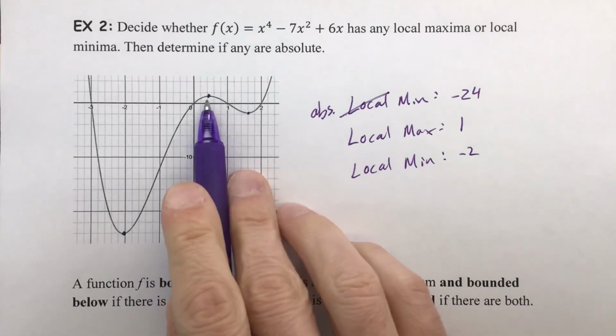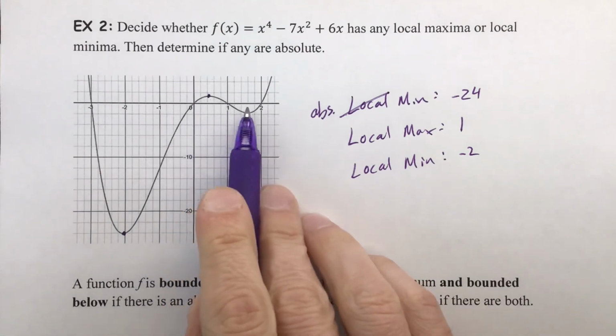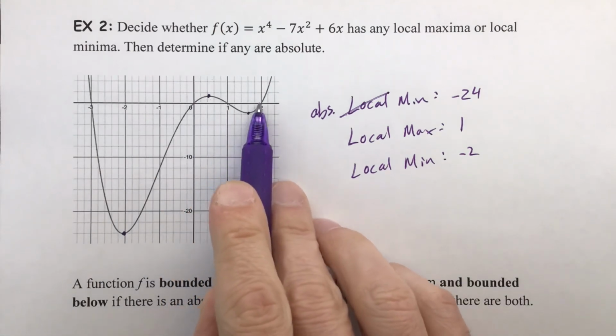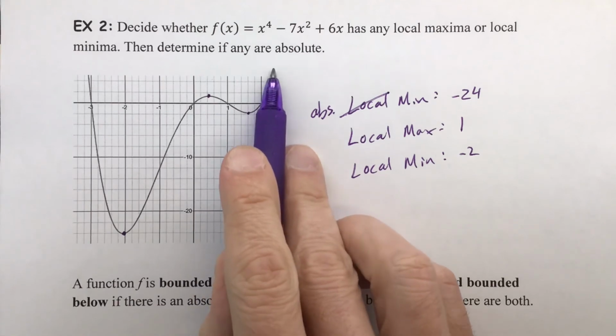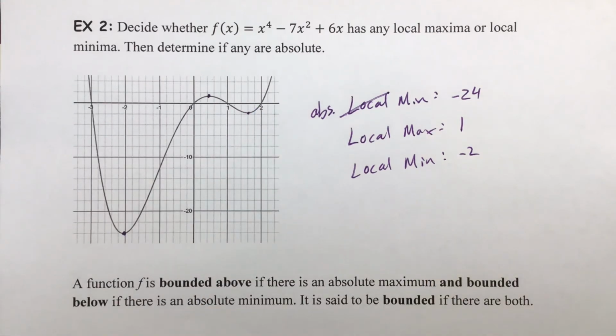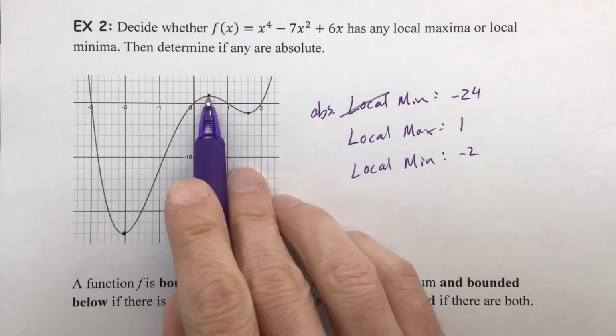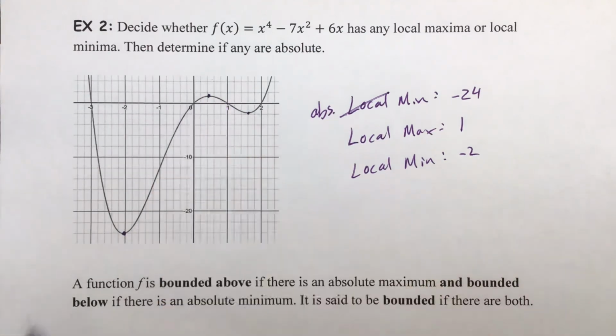This here is a high point, but if you look at the ends of the graph, this graph appears to continue on forever up. So it does not have an absolute maximum. It does have a local max at that point. And within this area, that appears to be the highest value. All right, some additional things to bring up here.